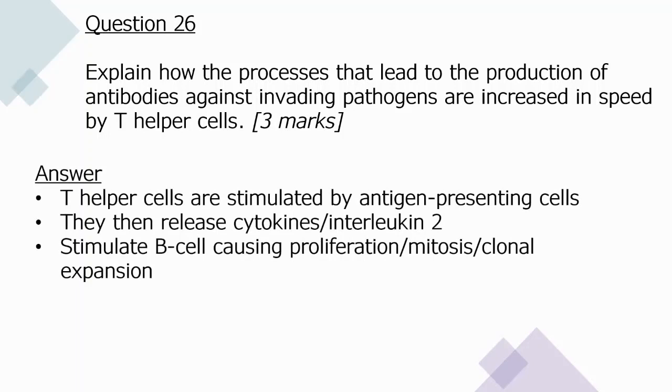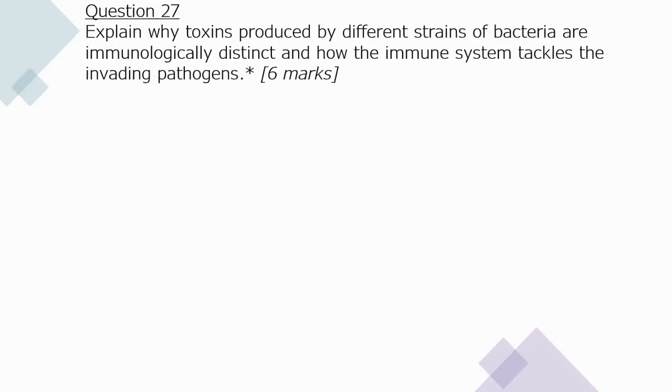Question 27, explain why toxins produced by different strains of bacteria are immunologically distinct and how the immune system tackles the invading pathogens. So again, this is a 6 marker and it has an asterisk. That means it needs to be clear and concise. It's level marked, needs to have clear sentences and specific scientific terms.